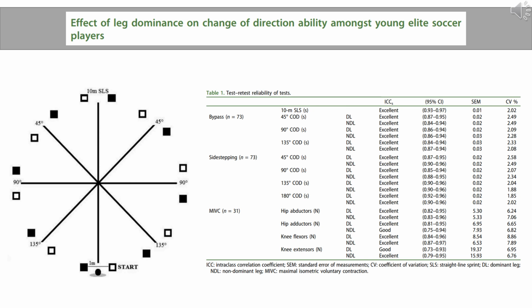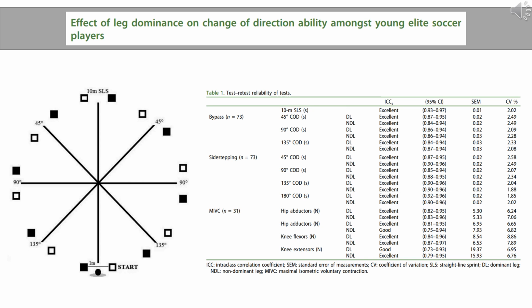So you can see that they've got timing gates at the end of each point, noting that the start is here, but the end is at each position, depending on whether you push off on the dominant or non-dominant limb and whether or not you're doing bypassing or sidestepping. So it's really quite a flexible approach to assessing change of direction performance.